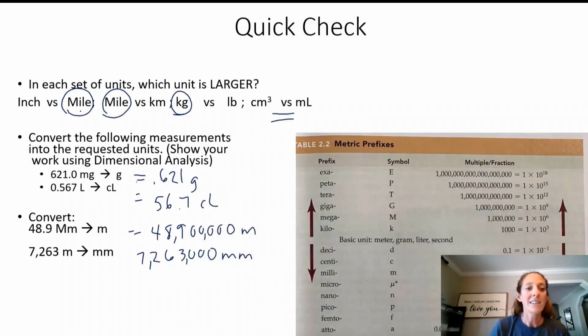A mile is larger than the inch. A mile is larger than kilometer. Kilogram is larger than the pound. And the cubic centimeter is equal to a milliliter. And double check your measurements down here to make sure that you got the right answer using dimensional analysis.